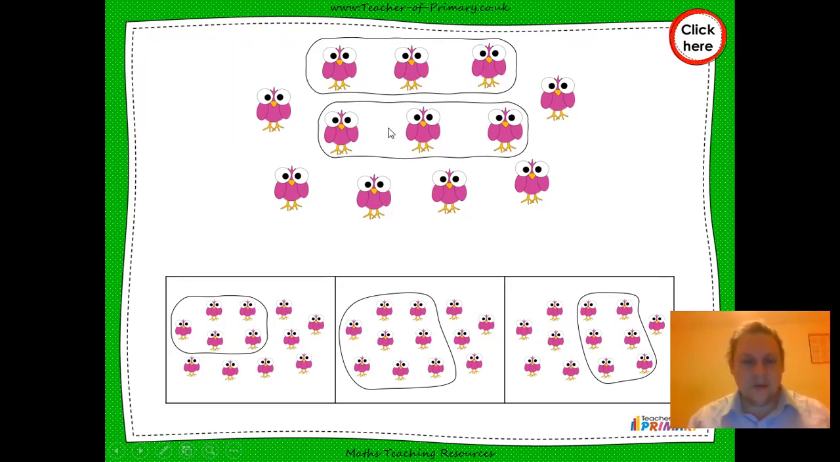So let's find the one that's circled 6 birds to show the half. Let's see. 1, 2, 3, 4, 5. No, that's not our half. 1, 2, 3, 4, 5, 6, 7, 8. That's not our half. We're looking for 6 birds because we know that 2/4 is exactly the same as a half. We know that if we find 6 birds circled, we'll find the half.